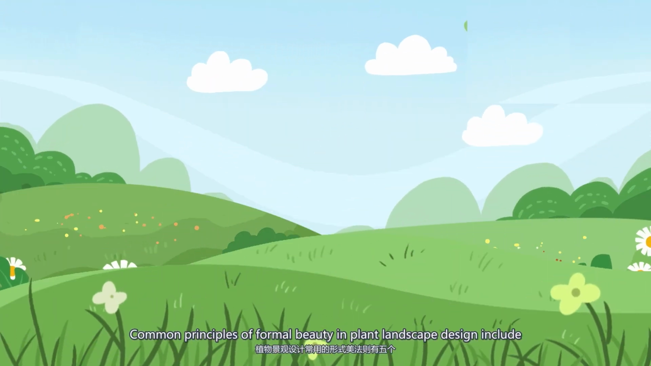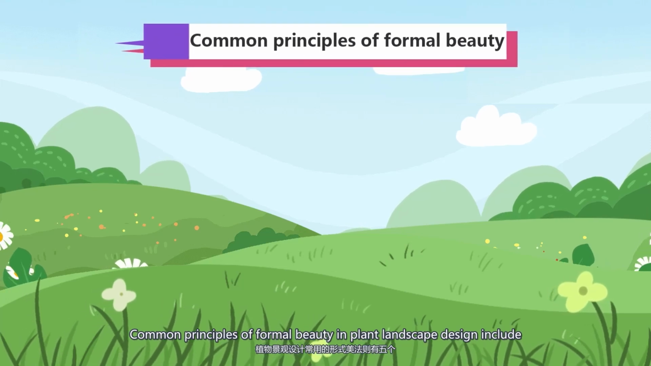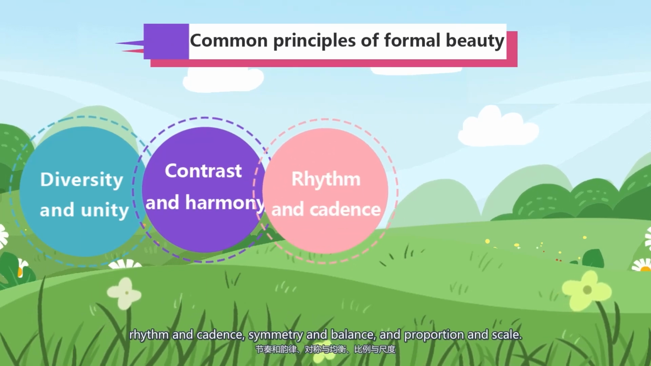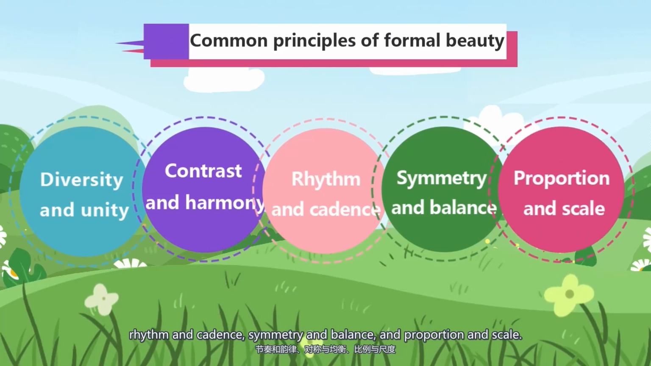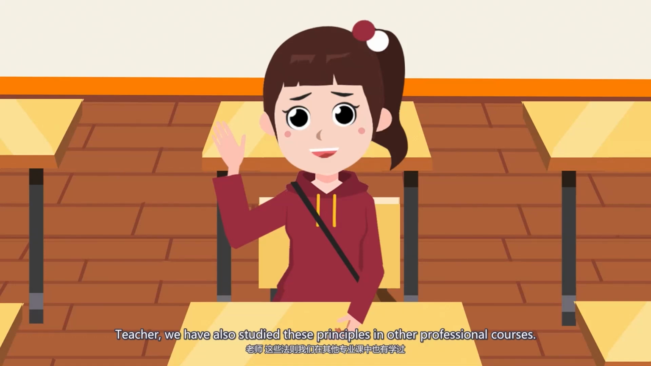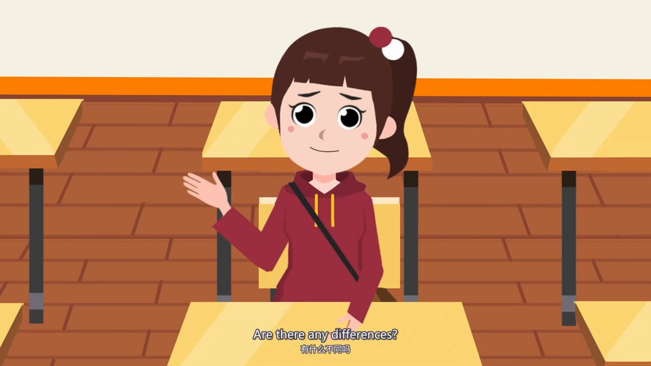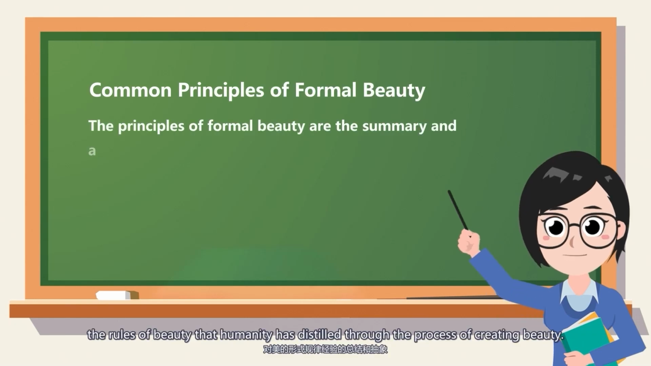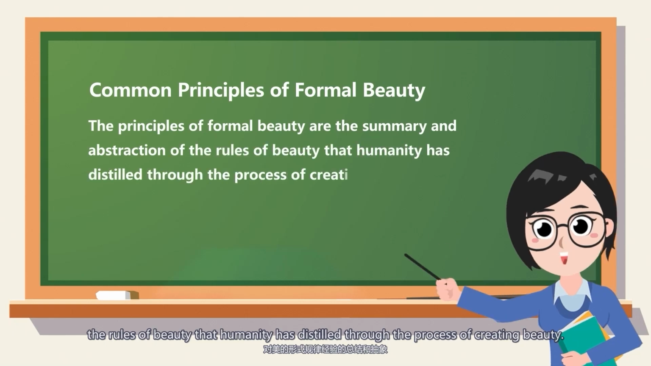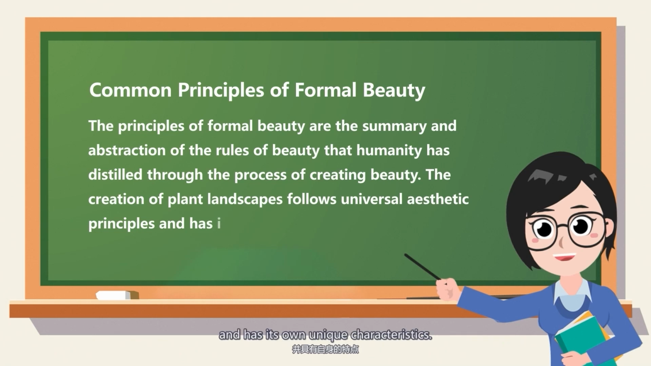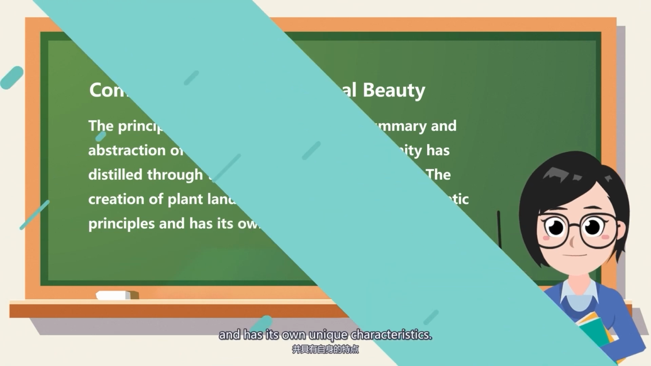Common principles of formal beauty in plant landscape design include diversity and unity, contrast and harmony, rhythm and cadence, symmetry and balance, and proportion and scale. Teacher, we have also studied these principles in other professional courses. Are there any differences? The principles of formal beauty are the summary and abstraction of the rules of beauty that humanity has distilled through the process of creating beauty. The creation of plant landscapes follows universal aesthetic principles and has its own unique characteristics.